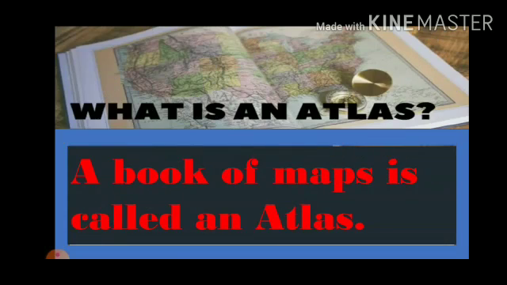Next, what is an atlas? A book of maps is called an atlas. We can see different continents, countries, cities mapped here in an atlas.